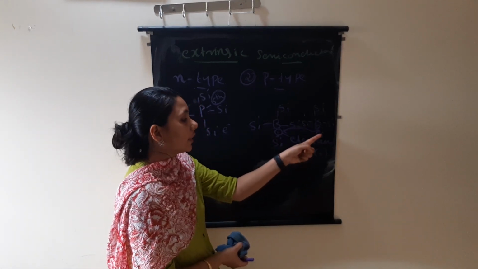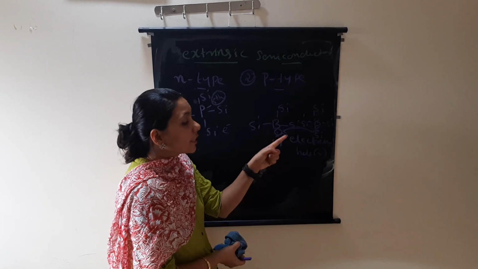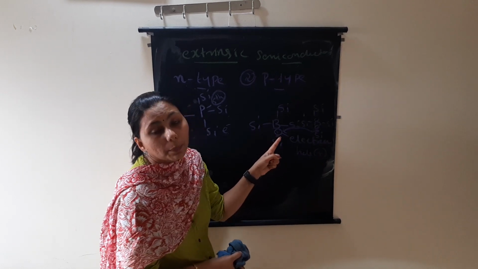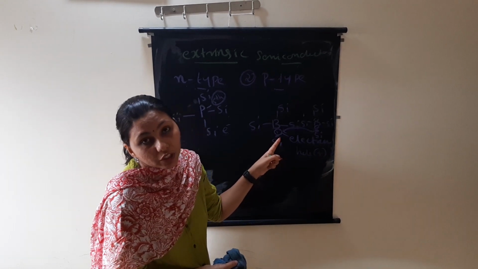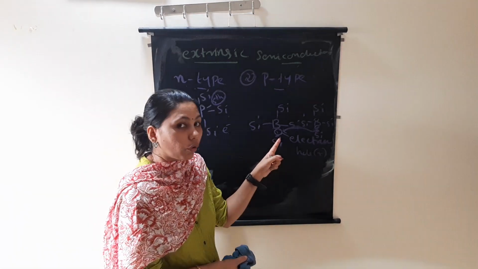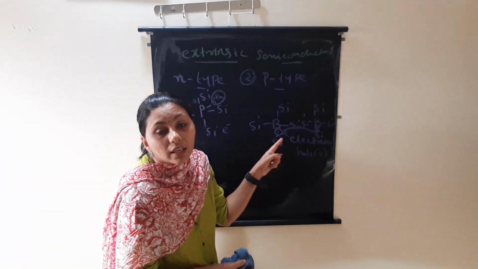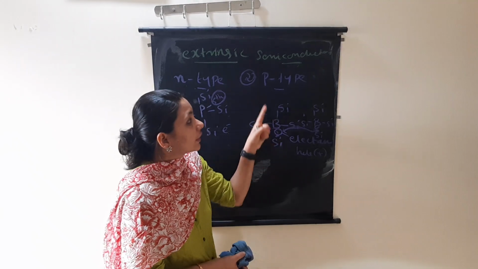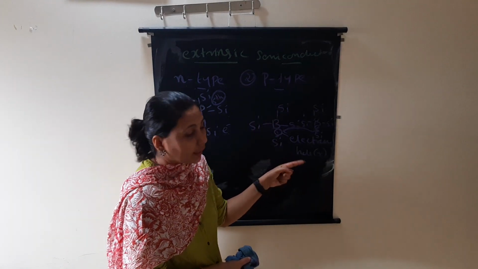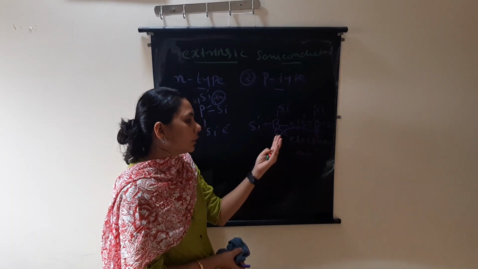The electrons will migrate from here to here. So the conductivity is due to the presence of which one? The positively charged electronic hole. That is why it is known as a P-type conductor. So the electronic hole will move in this direction.